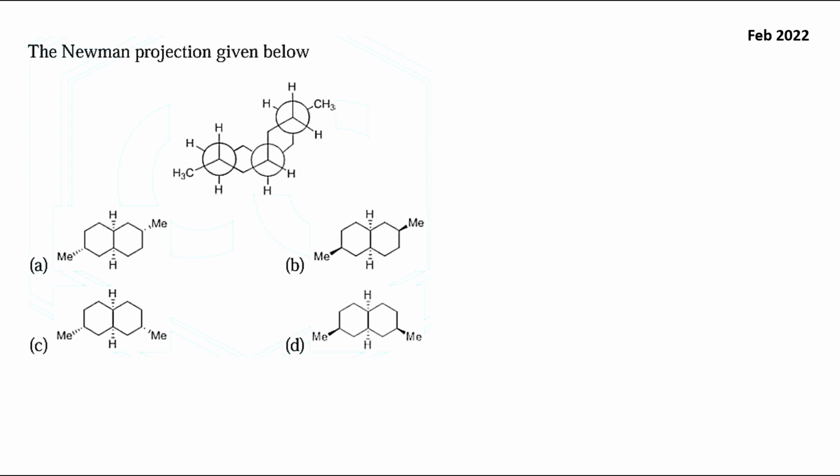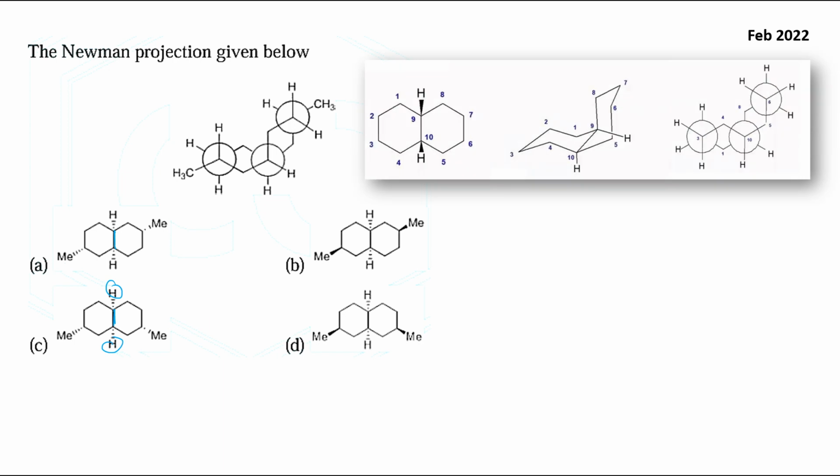Newman projection given below. And if you look at all the options, basically we have to choose the correct option. In all the cases, it is cis-decalin, because if we consider this junction point, these two hydrogens, any of this option if you choose, it is always cis. So it is cis decalin. And for cis decalin, when we draw the Newman projection, it is in this way.